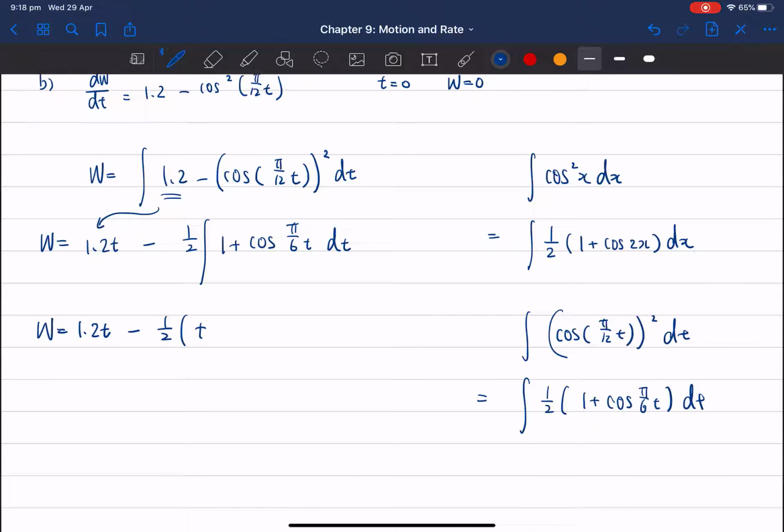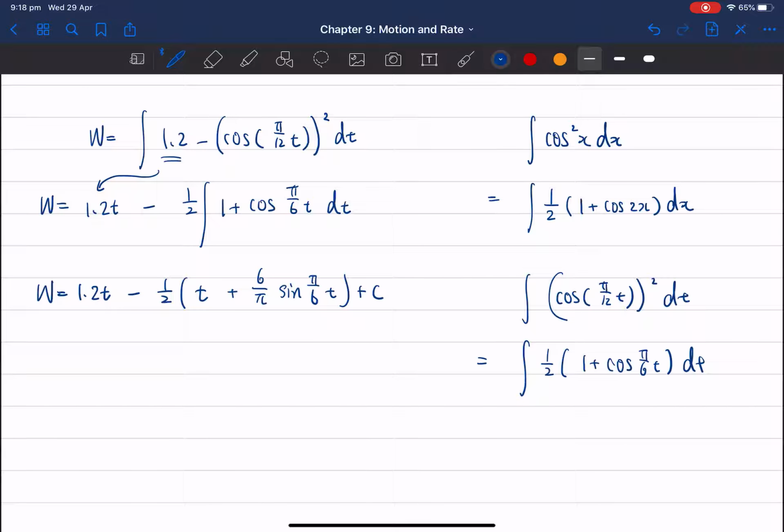Okay, and when you integrate cosine pi on 6t, it is equal to 6 over pi sine pi over 6t, plus c. Alright, so now what we need to do is I'm just going to substitute.